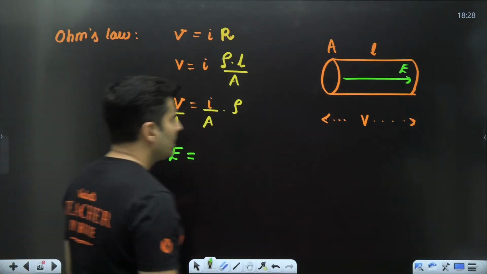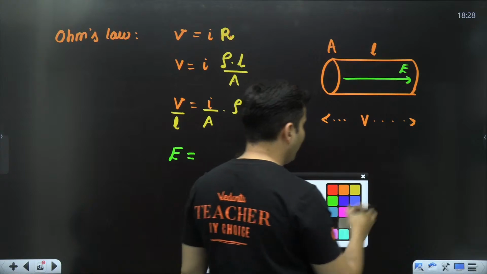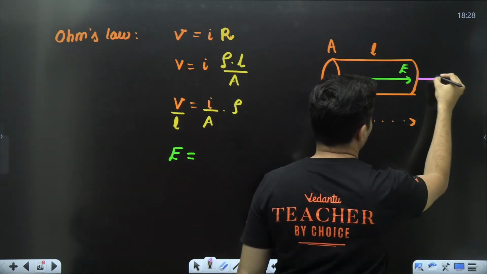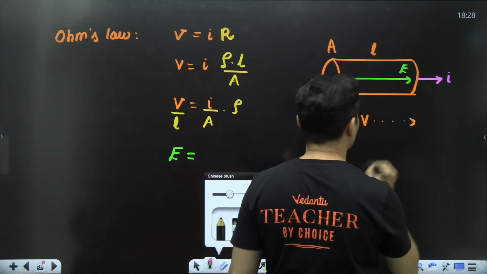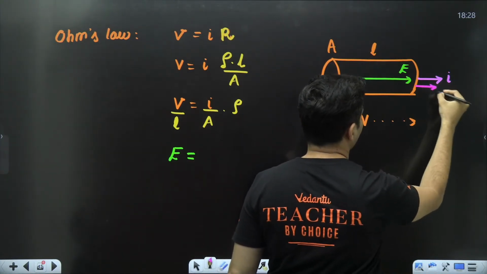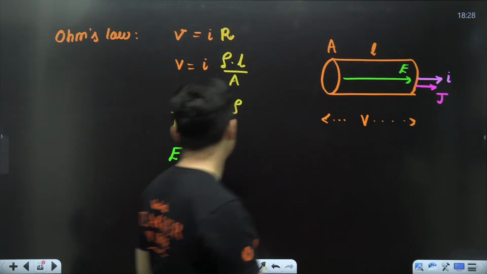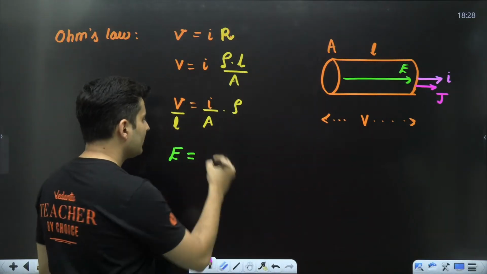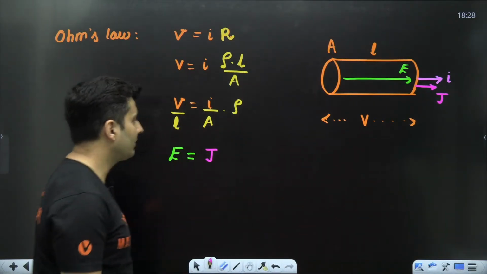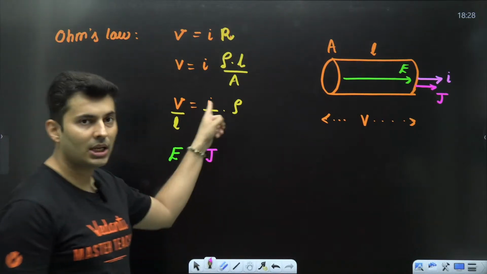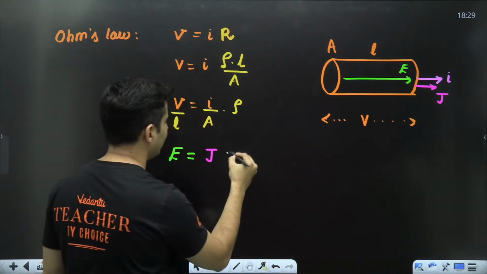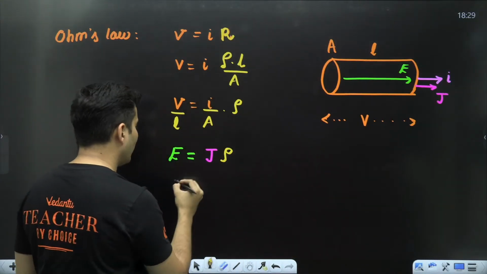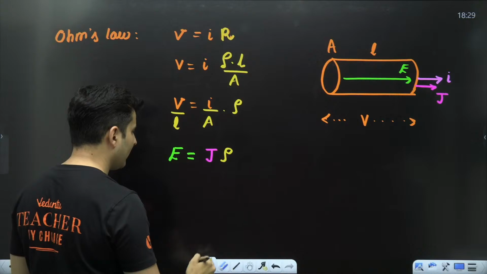Perfect. There might be some current flowing in the wire that will also cause some current density. Yes, what is that current per unit area? That is nothing but your J over here, I by A. And that rho is as it is, that is resistivity. So E is equal to rho J is a very important relationship.